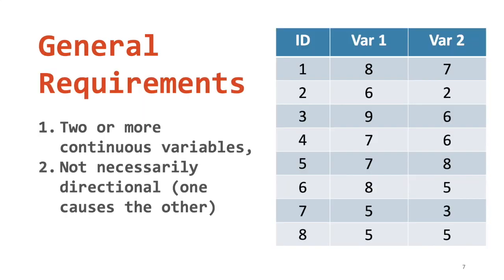When it comes to actually running correlation, you need two or more continuous variables. Here's an example. var1 is continuous, var2 is continuous. Another thing about correlation is it's not necessarily directional. We're not saying one causes the other, we're just saying they move together, they go together.